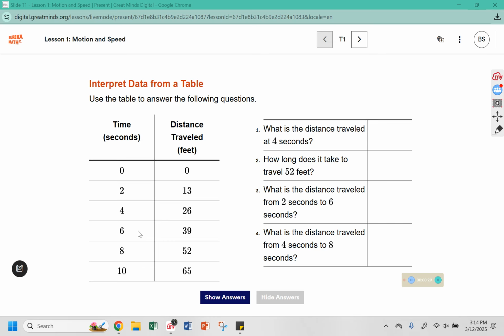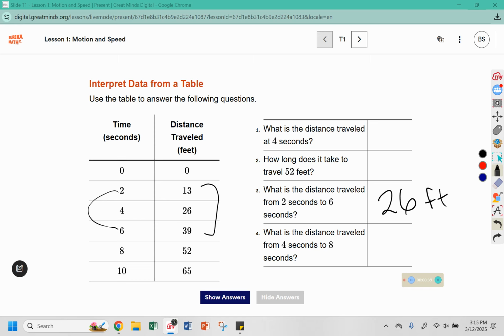Let's look at that one together. From 2 to 6 seconds, we went from 13 to 39. Well, 39 minus 13 would be 26 feet during that time. Answer the remaining questions for your warm-up.